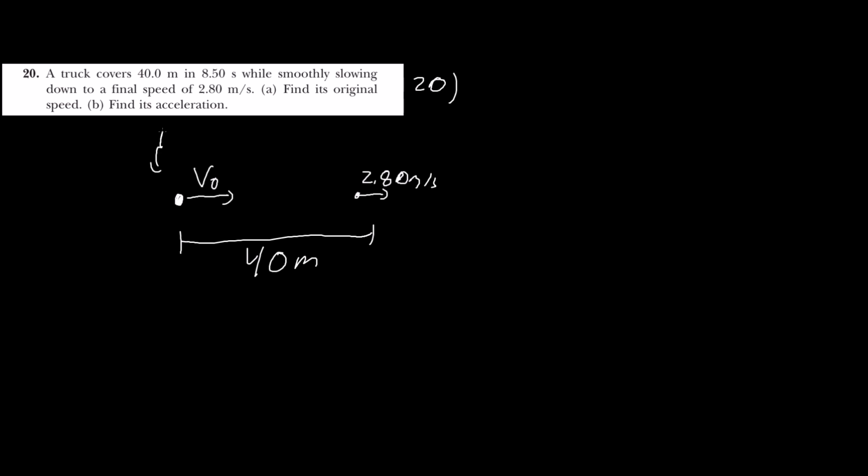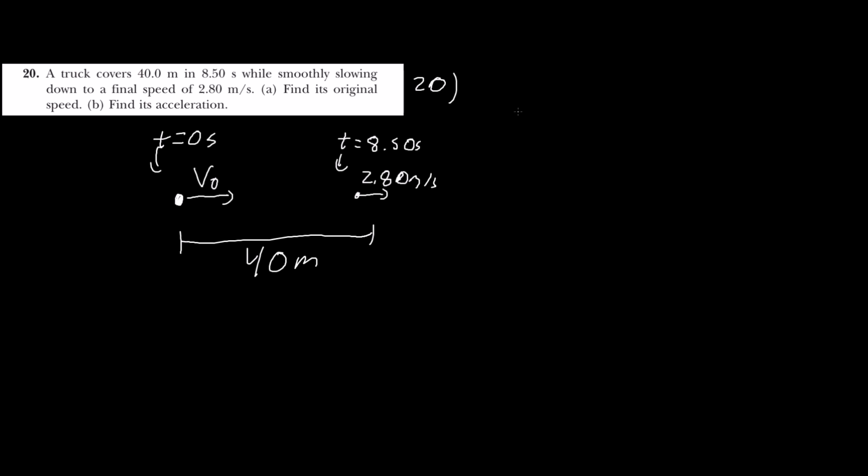So this would be when t equals 0 seconds, and this is when t equals 8.50 seconds. And the question is asking, find its original speed. Okay, so what equations do we need to look at? I don't know off the top of my head, and I did solve it, but I never really remember.